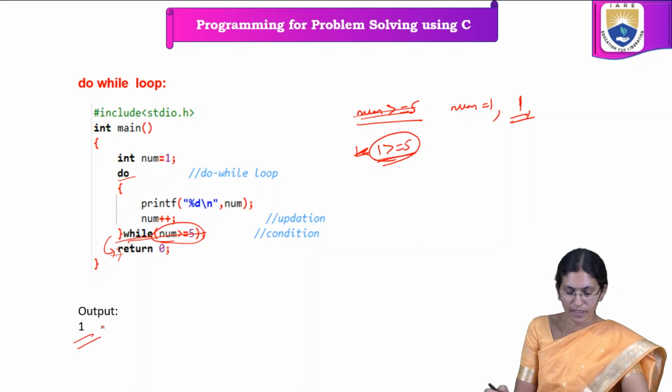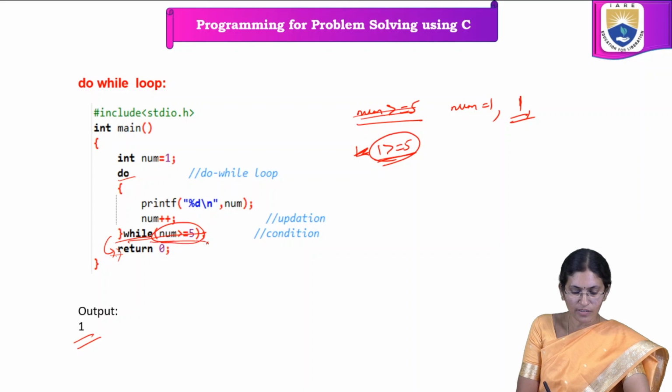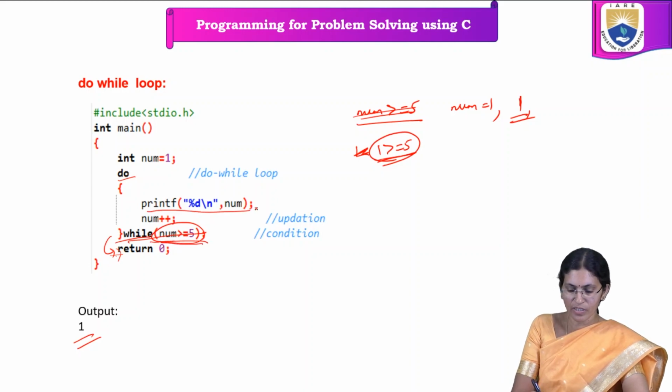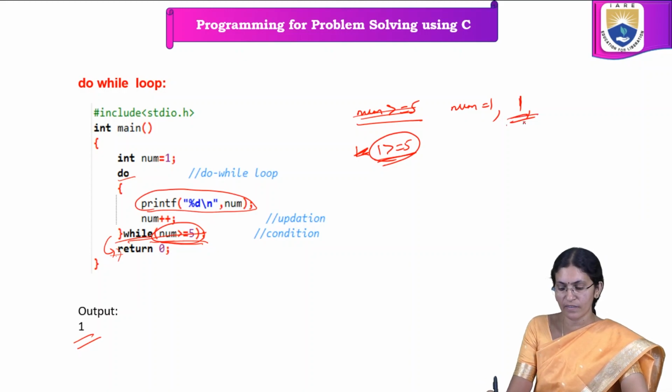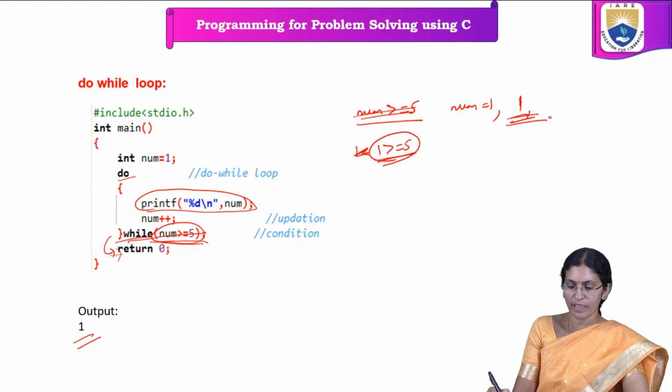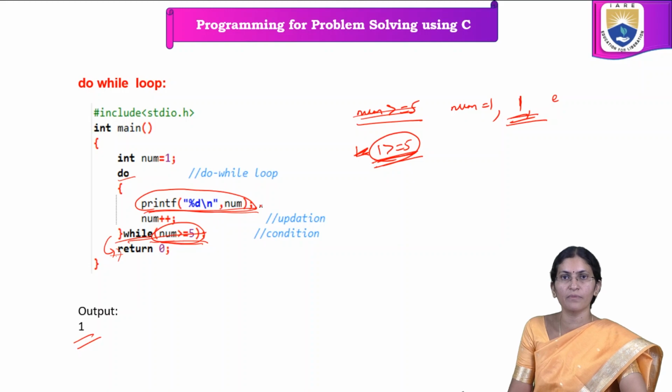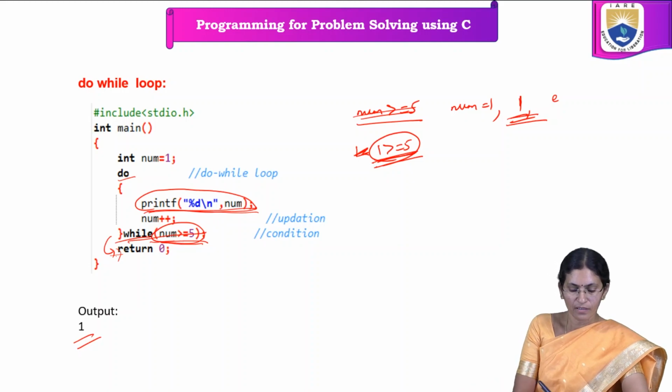So thus we can see here that even though the condition becomes false, the statements which are there in the do while loop are executed once. After that, the condition is checked. So that's why it is called an exit control loop. After executing the set of statements which are there in the do while loop, then we check the condition. So that's why it is called an exit control loop.